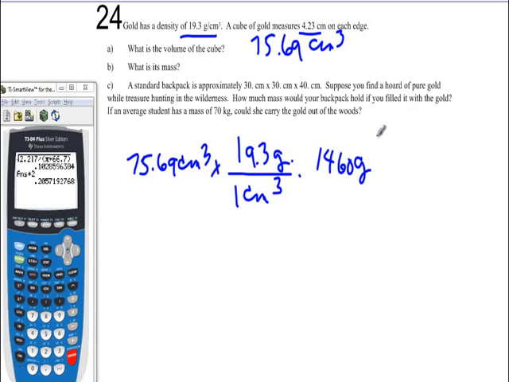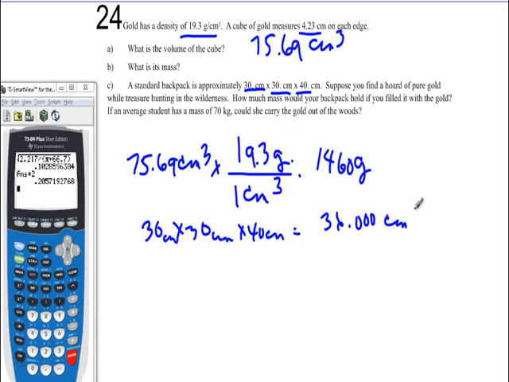Alright, so let's figure out the volume we get when we do this. So 30 times 30, now this is centimeters, times 30 centimeters times 40 centimeters is going to give me 36,000 centimeters cubed, right? And if I have 36,000 centimeters cubed, what I know is 1 centimeter cubed, this is gold, right? It's going to weigh 19.3 grams.